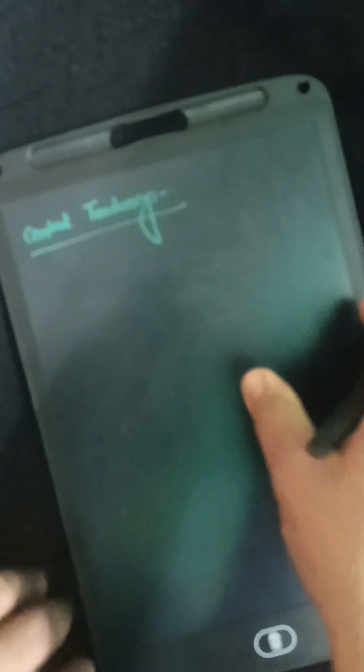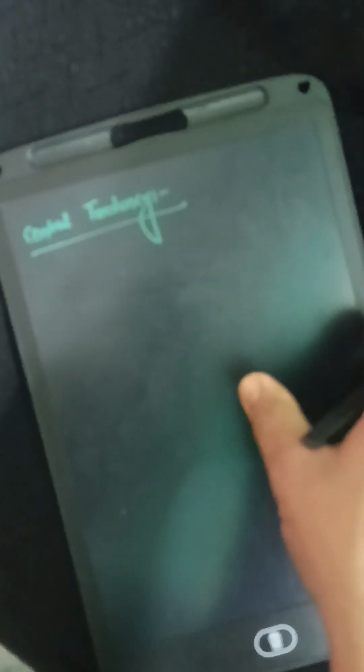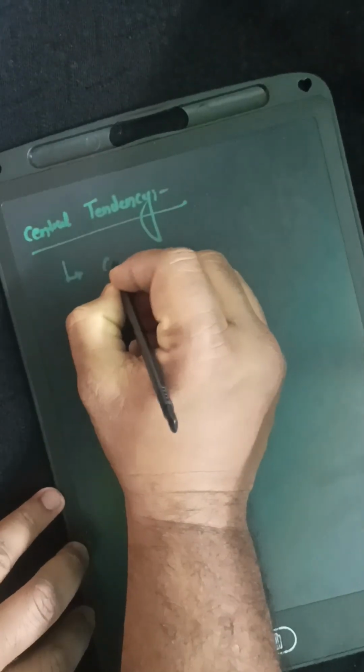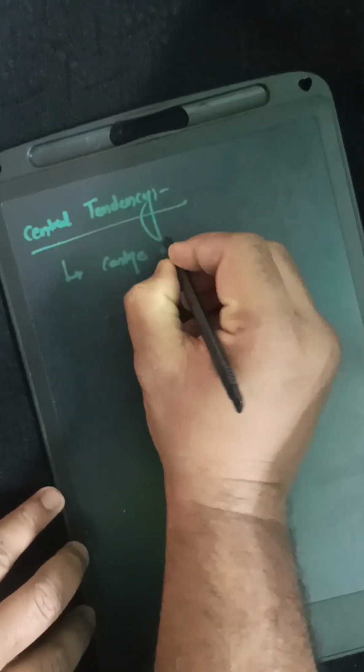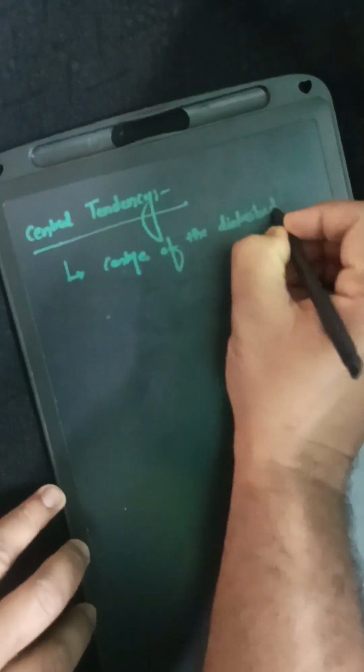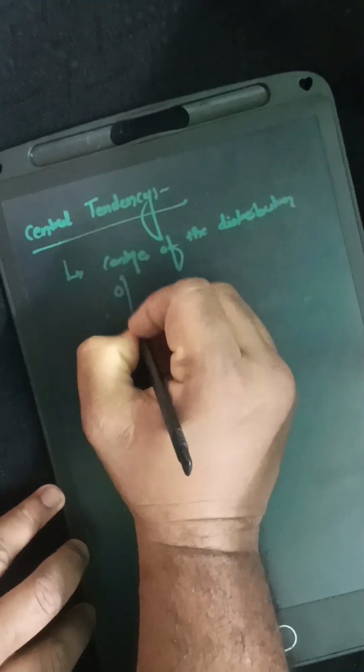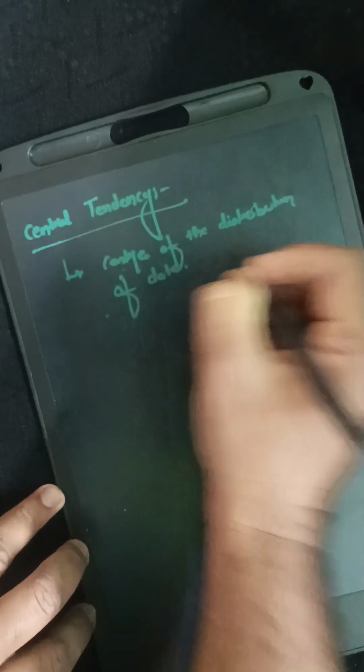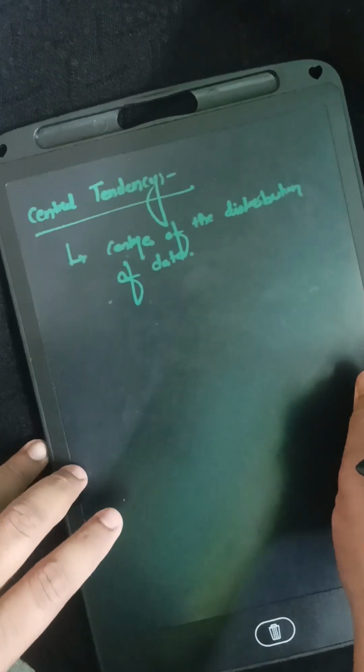The central tendency basically refers to the measure used to determine the center of the distribution of data, the data set basically.